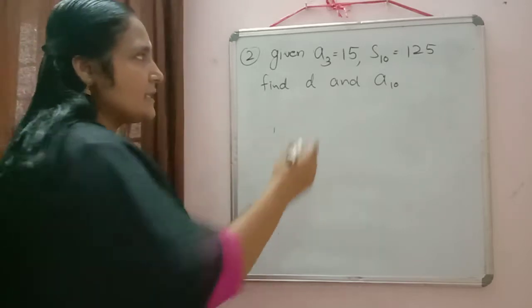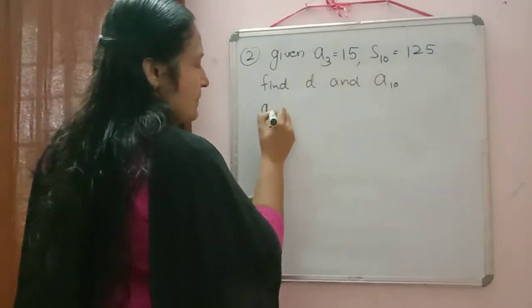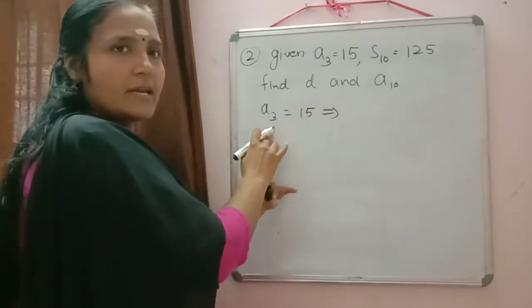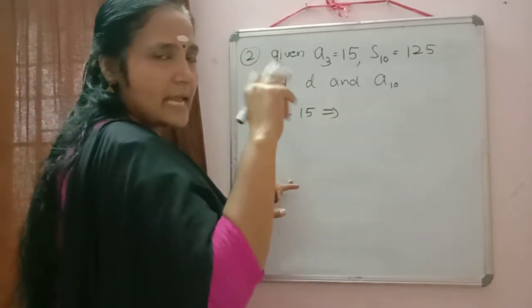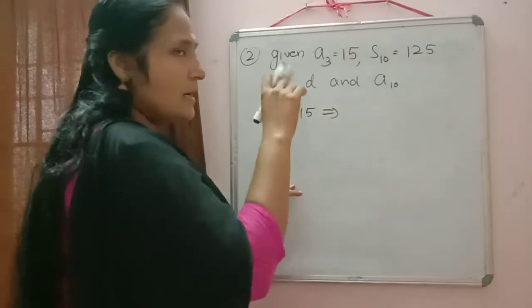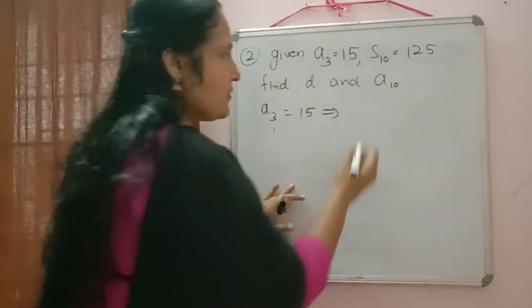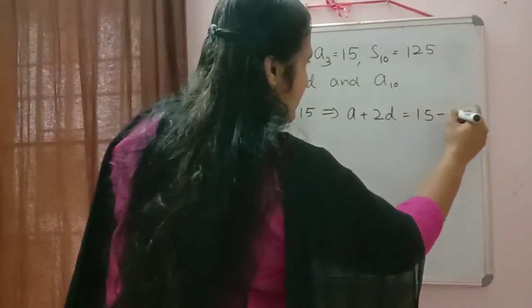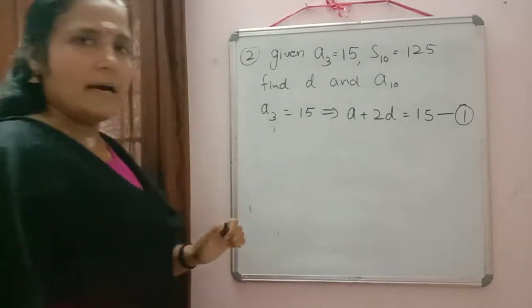So first information, that is A3. A3 is equal to 15 is given. What was the formula for An? An was A plus n minus 1 into D. So A3 will be equal to A plus 3 minus 1 into D. So it will be A plus 2D is equal to 15. Make it equation number 1.